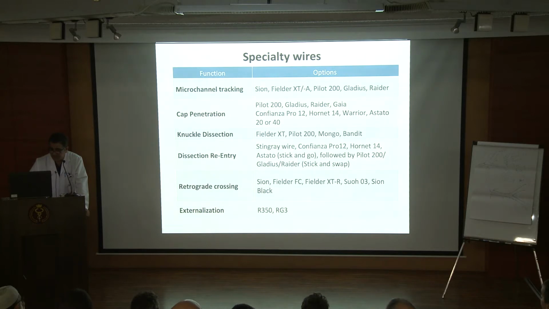Dissection re-entry wires, it's there already. For retrograde crossing wires, I think it's very important to keep an eye on this and try to minimize your wires as much as you can. Cyan wires are good for retrograde. I don't use FC anymore, I think I should remove that from my slide. Fielder, Cyan, SUOH-3, or Cyan Black. And the externalization wire that I have in my lab is the RG3.